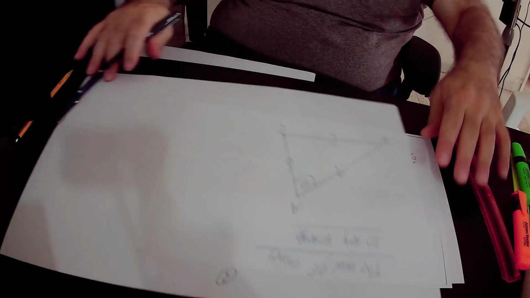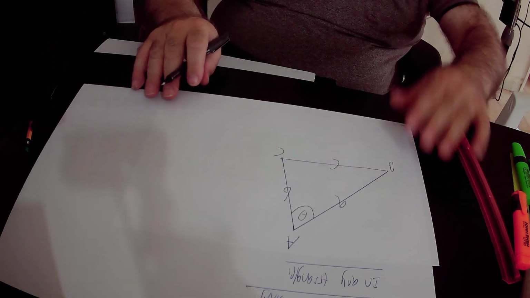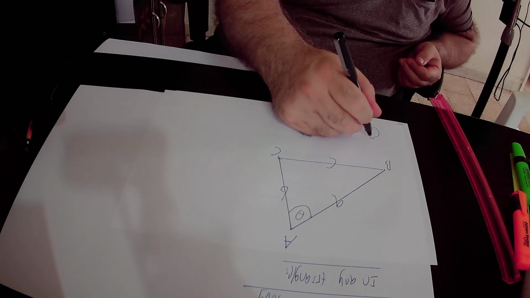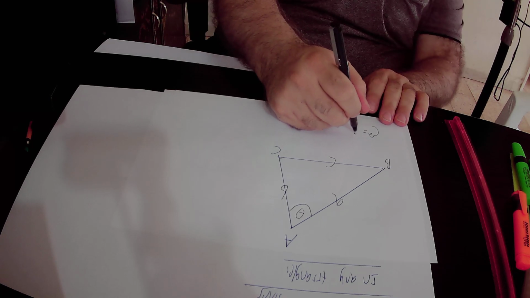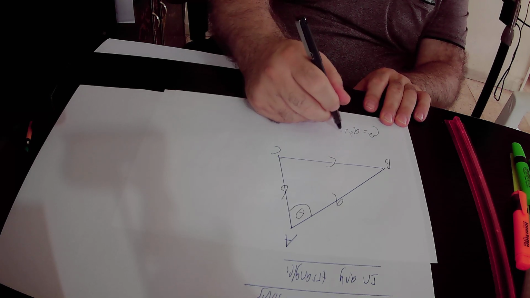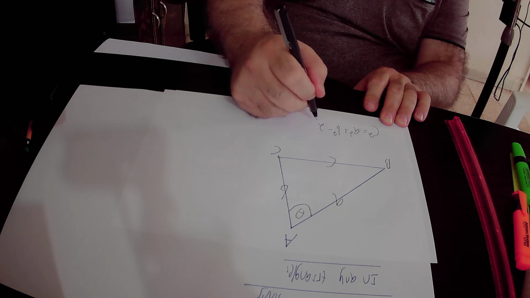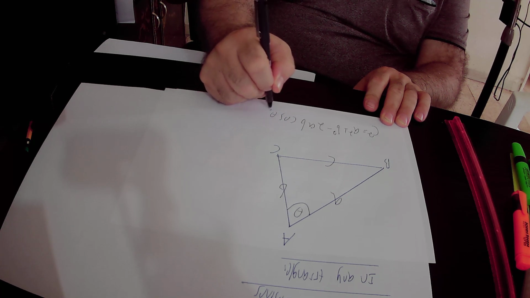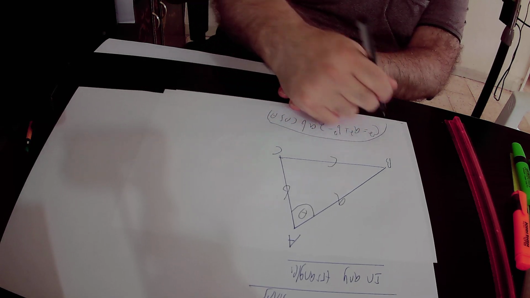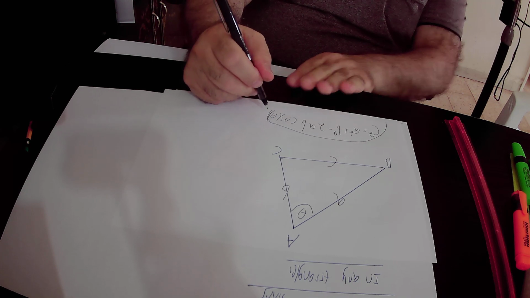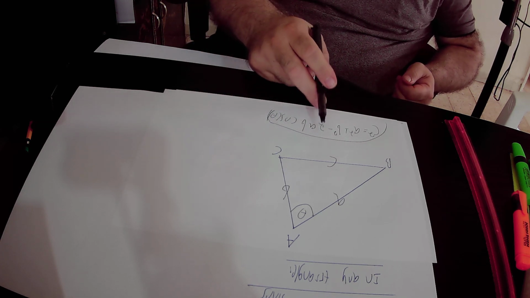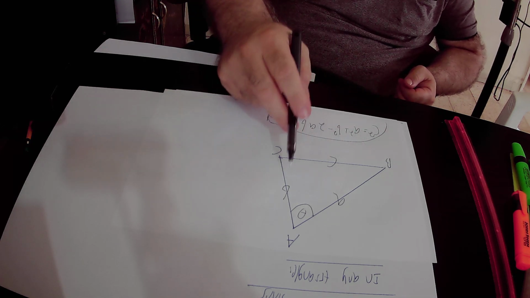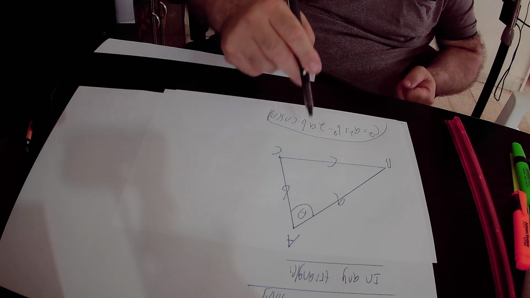Then, according to the law of cosines, in triangle ABC, C squared equals A squared plus B squared minus 2 times A times B times cosine theta. I'll repeat again. In any triangle, and this triangle ABC could be any triangle, C squared equals A squared plus B squared minus 2 times A times B times cosine theta.